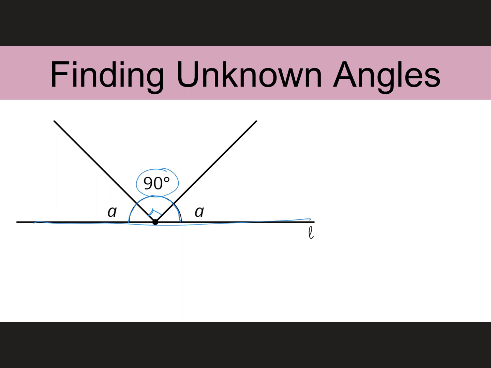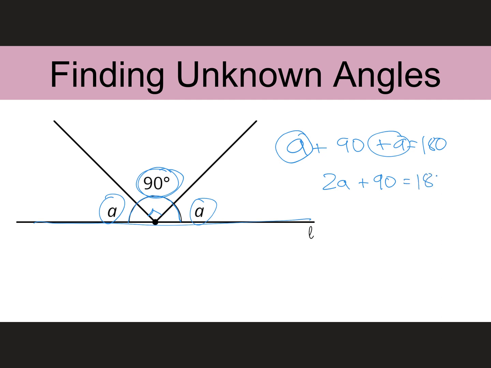Well, A plus 90 plus A equals 180 degrees. I can simplify that. 1A plus another A is 2 A's plus 90 equals 180 degrees. Now you can see we have a two-step equation, and you can solve for A from there. If you need to review two-step equations, I recommend going back to Unit 5.